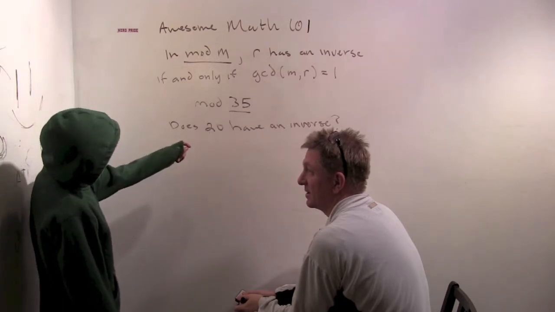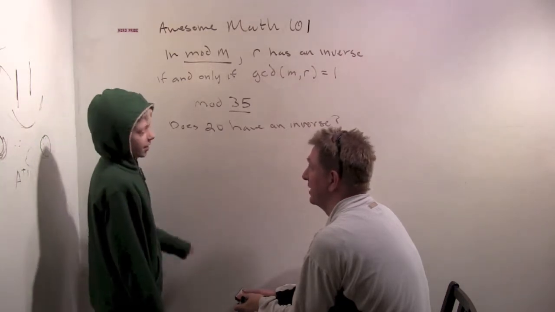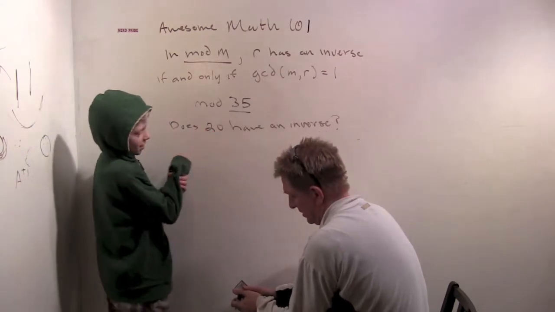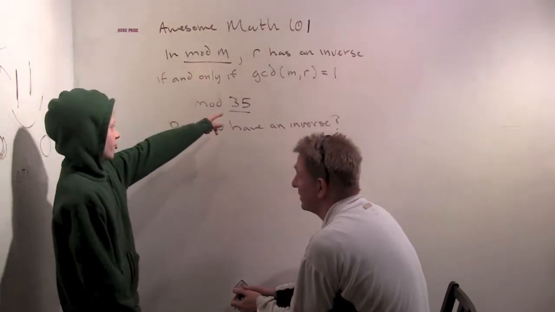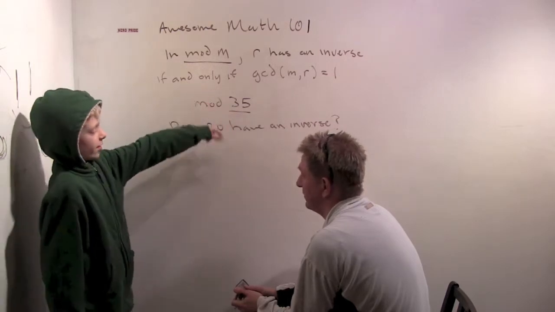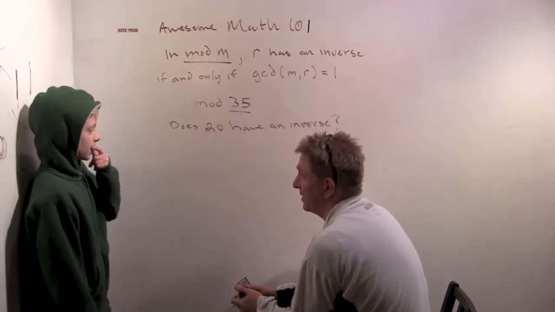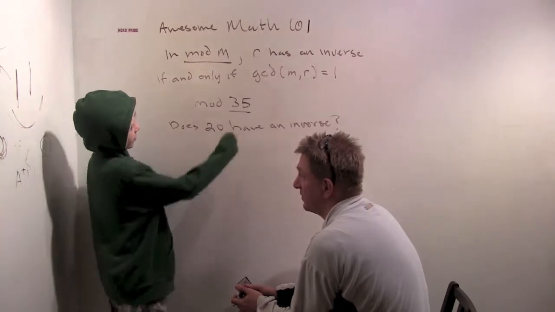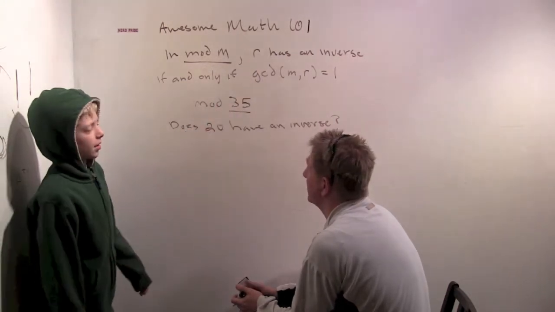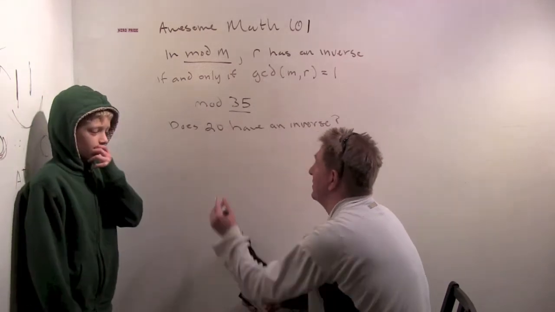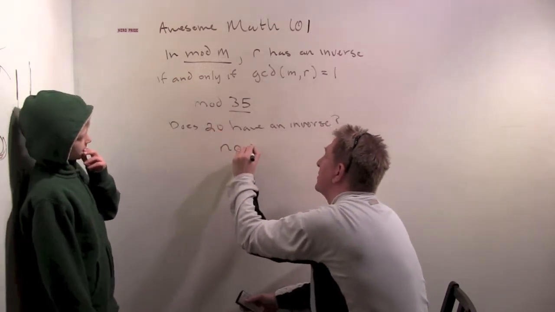Does 20 have an inverse? It doesn't. Why not? Because it's 4 times 5, and 35 is 5 times 7. So the greatest common divisor is 5. And it only works if the greatest common divisor is 1. So it doesn't have an inverse. No inverse.